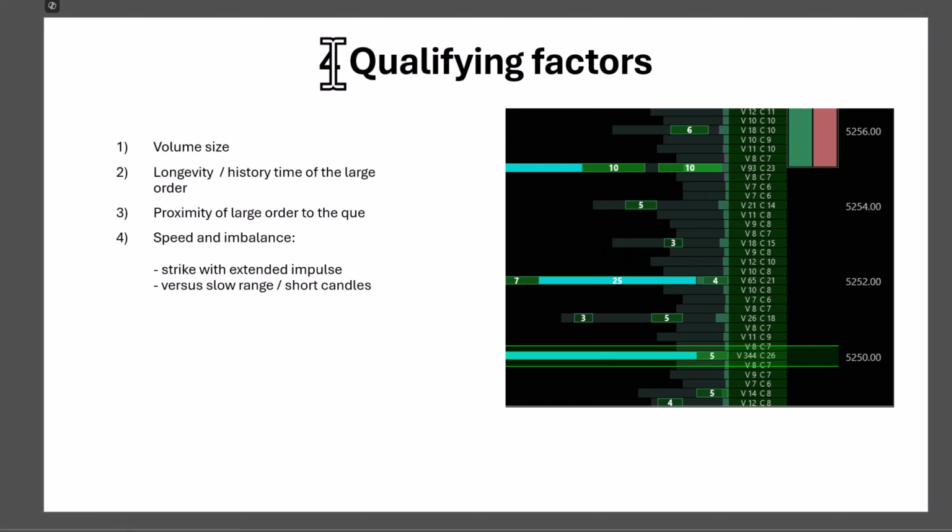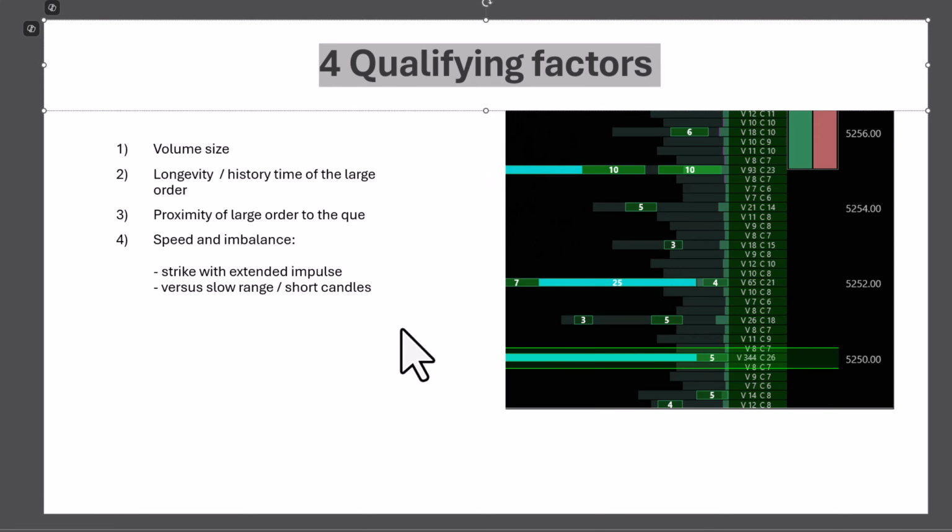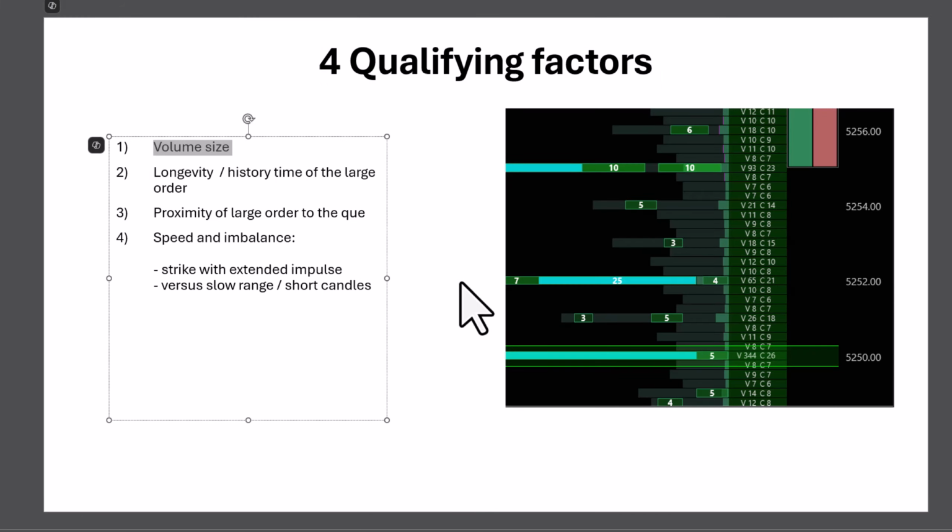Okay, so there are 4 qualifying factors. Number one is volume size, which I call abnormal. Then history or time. I put the word longevity, but I realize longevity is maybe not your favorite word. Some of you, maybe foreigners, may ask what longevity is. It's basically the age of the order sitting on the price level, and then proximity to large orders in the queue, when it's going to be executed, how soon. I'm going to show you details.